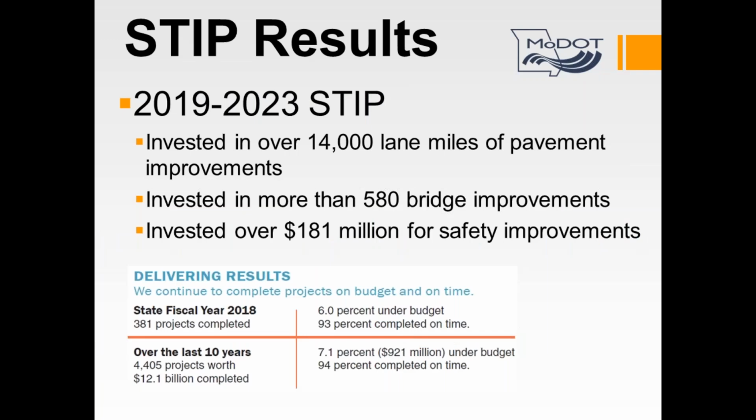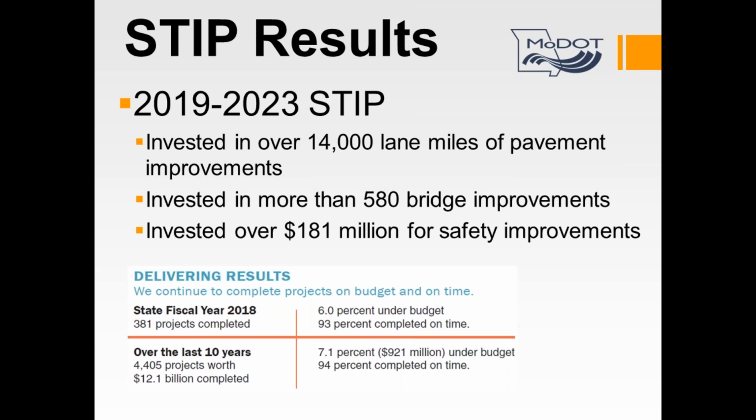So let's talk about results. What are these STIP projects driven by the asset management plan providing? So here's the snapshot of what this last year's STIP provided, as well as looking at the last 10 years, we've delivered over 4,400 projects worth over $12 billion, coming in at 7% under budget. That is something to celebrate.